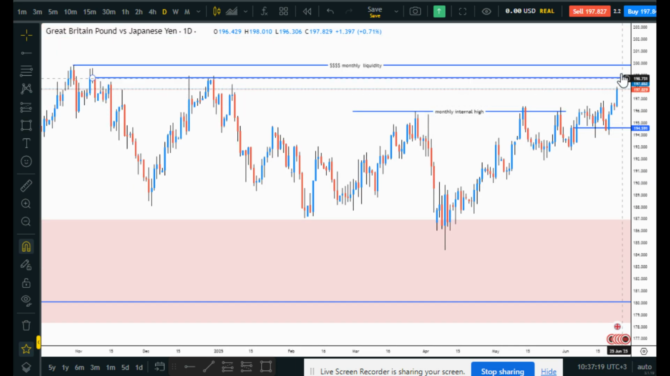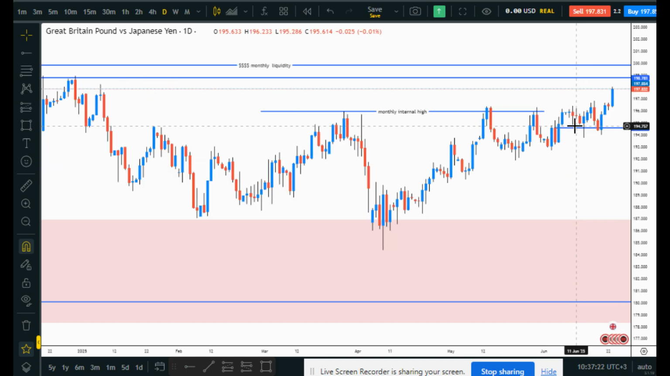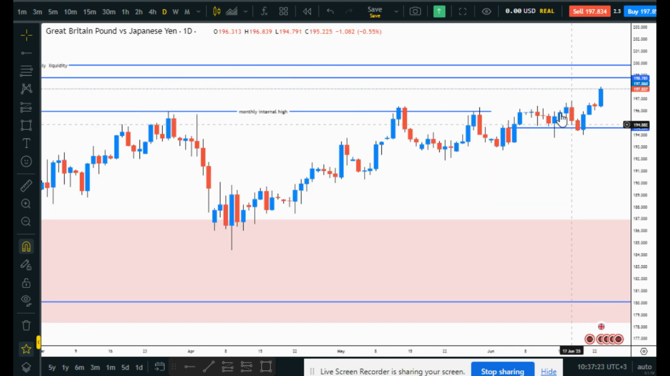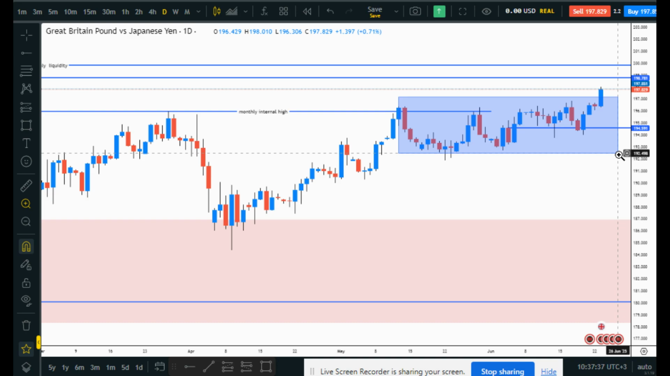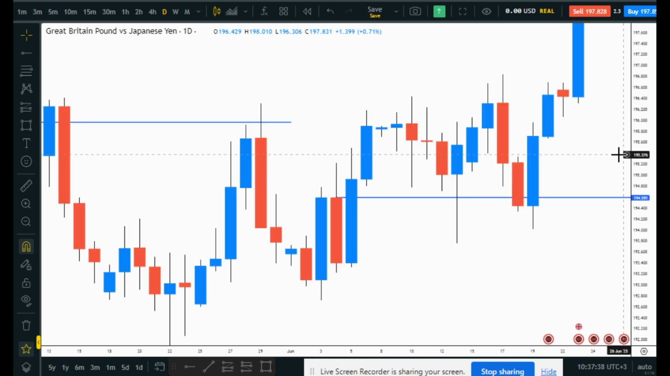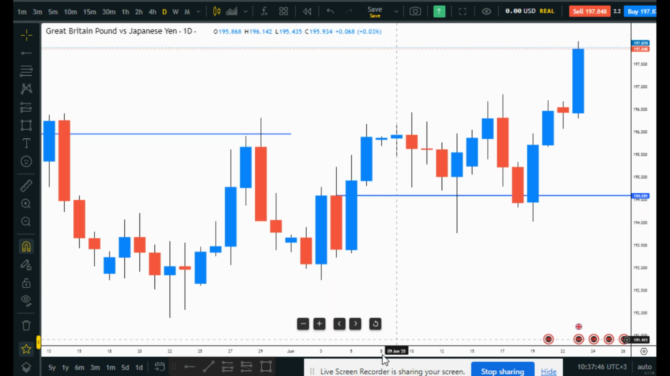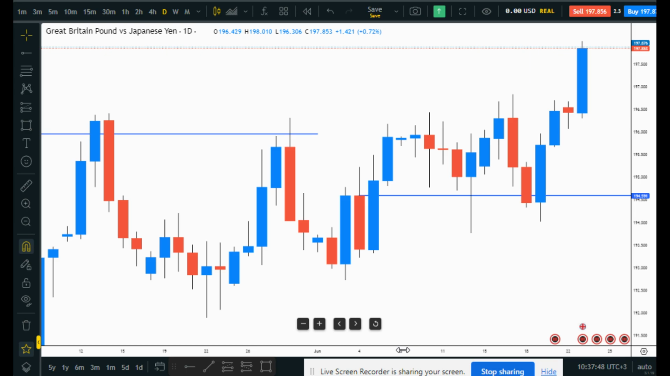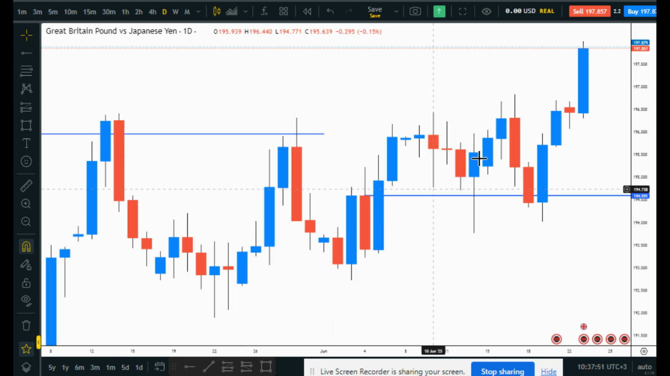So what I did yesterday, I had to check this recent price action over here. I had to look at the recent price action over here. So I can see here there was a break of market structure over this point here.